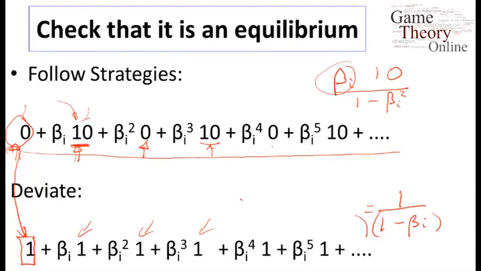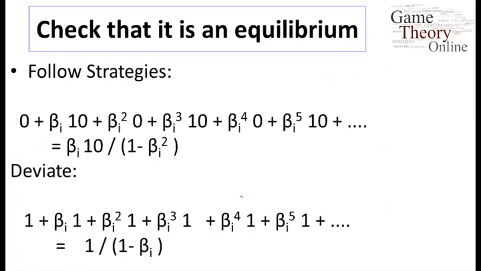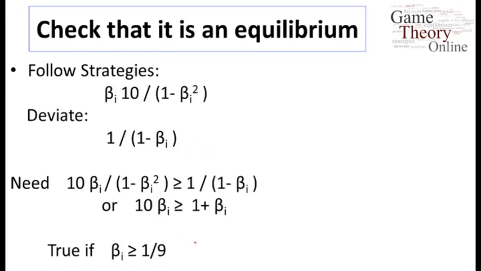Okay, so in order to check that that's an equilibrium, then what do we do? If I follow strategies, I'm getting this payoff, deviate getting this payoff. So we need to check when is it that I would rather follow the prescribed strategies than deviate.